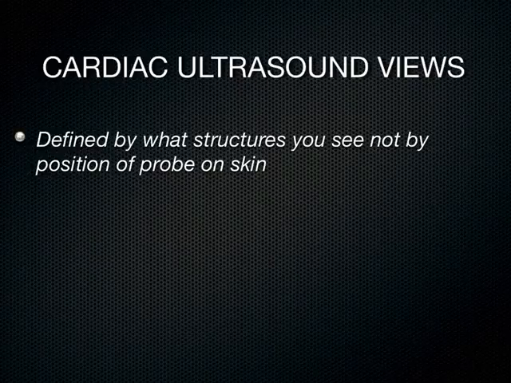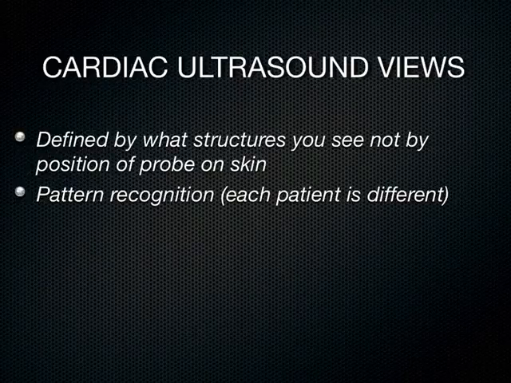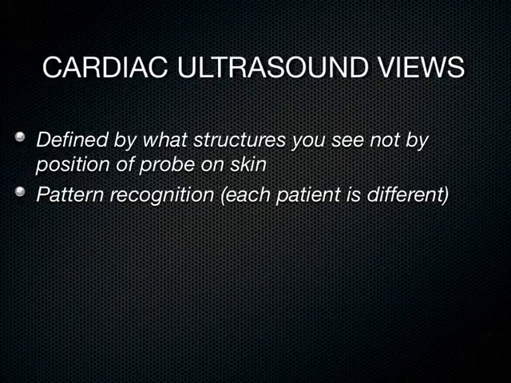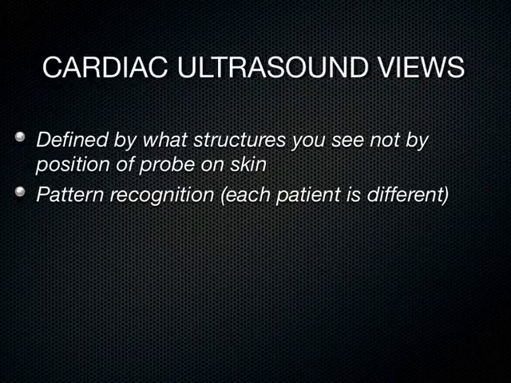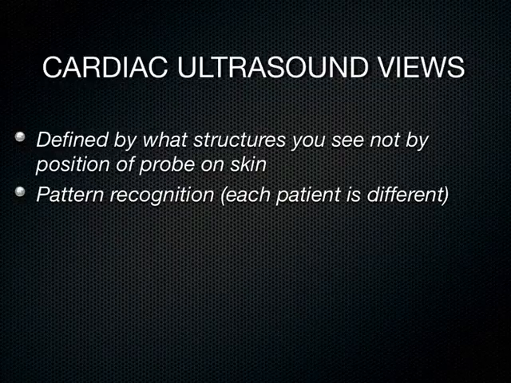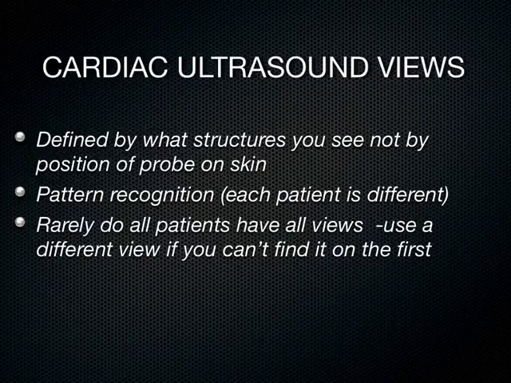So what cardiac ultrasound views, how do we define them? Well, they're defined by the structures that you see on the screen, not the position of the probe on the skin, because everybody's got a different chest wall shape, and really what you're looking for are certain patterns on the screen, more so than exactly where to put the probe on the chest. Because in some patients, the parasternal long is going to be the second intercostal space. I've found it all the way down to the fifth, sixth intercostal space, believe it or not. It's very patient dependent, and most patients don't have all the views.